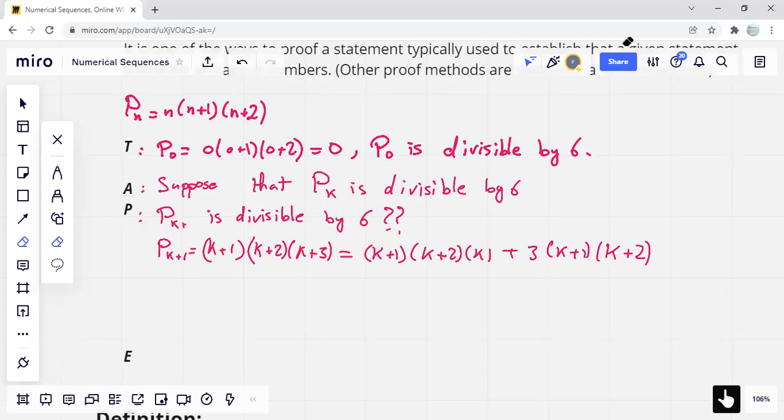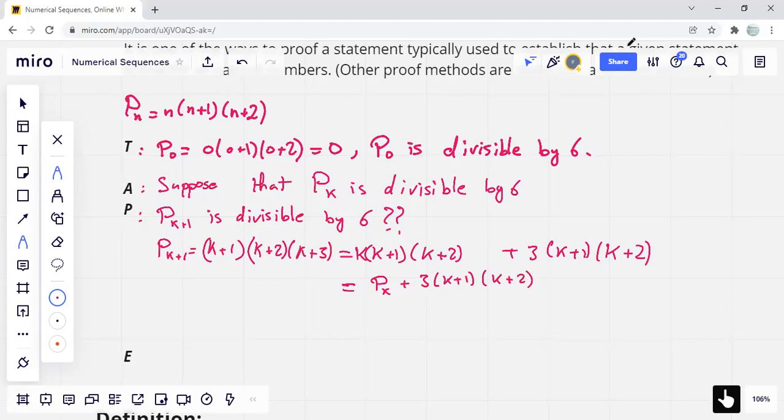In this way, this first term is what now? It is Pk. Okay, so k into k plus 1 into k plus 2 is simply Pk. We can move k from here and write it at the beginning. So you'll get k into k plus 1 into k plus 2, which is Pk. So this will be equal to Pk plus 3 into k plus 1 into k plus 2.